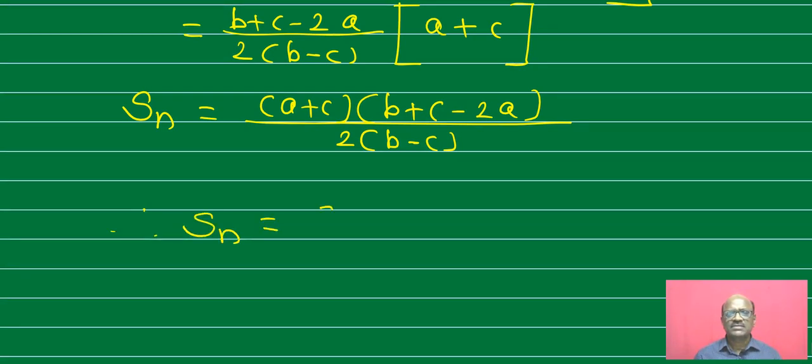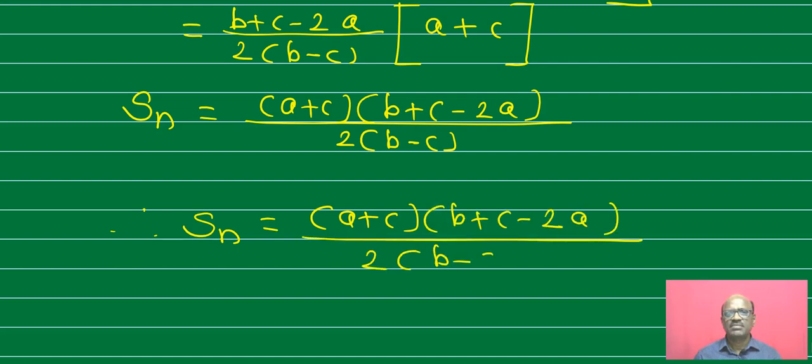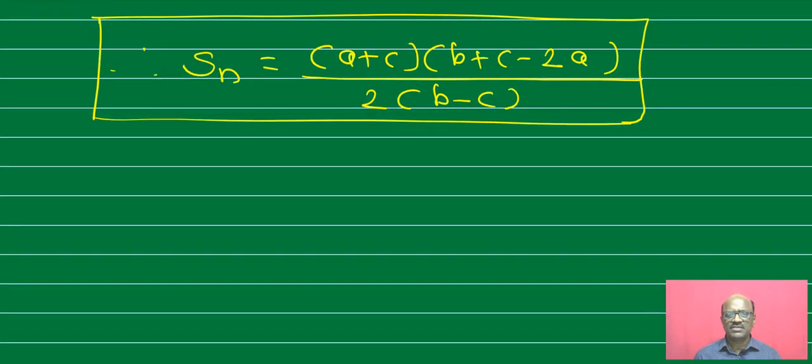Now next, we write the final answer, that is A plus C in first bracket, second bracket B plus C minus 2a upon 2 in bracket B minus C. This is the final answer. Therefore, this type of examples are also very easy.